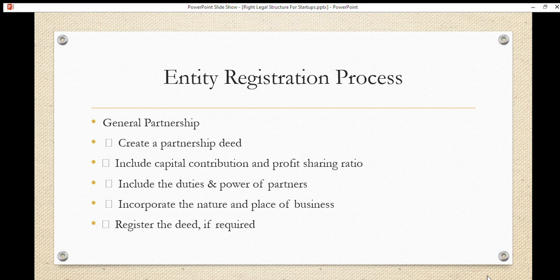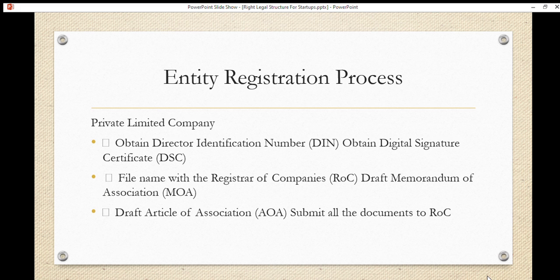It includes capital contribution and profit sharing ratio, the duties and powers of partners, and the nature and place of business. Register the deed if required. This is all about general partnership. For private limited companies, obtain a Director Identification Number (DIN), obtain a Digital Signature Certificate (DSC), file the name with the Registrar of Companies (ROC), draft the Memorandum of Association (MOA) and the Articles of Association (AOA), and submit all the documents to the ROC. Basically, these are quite essential for private limited company registration.